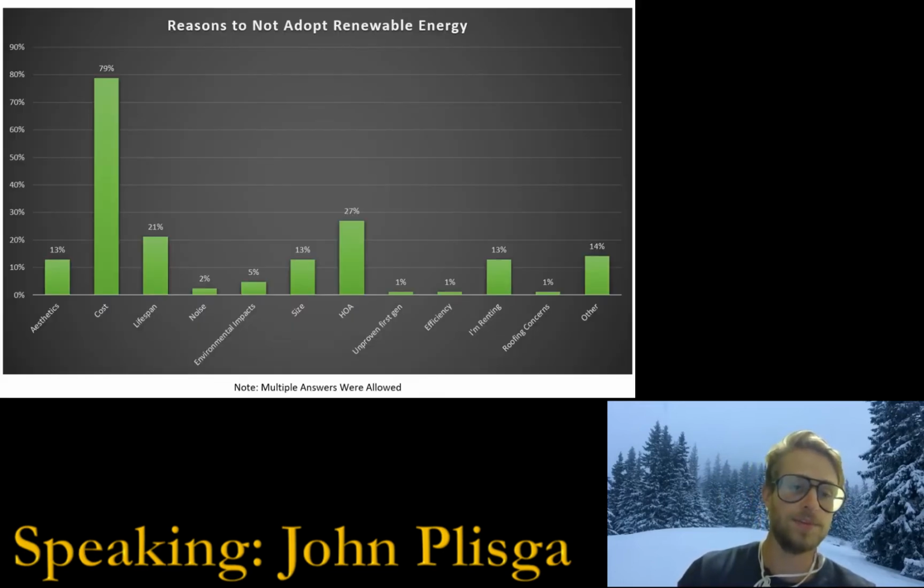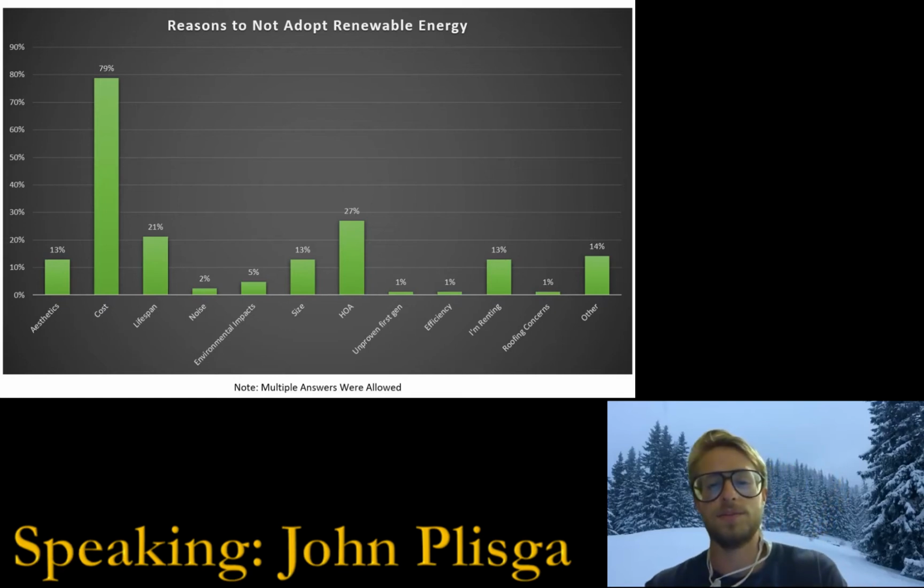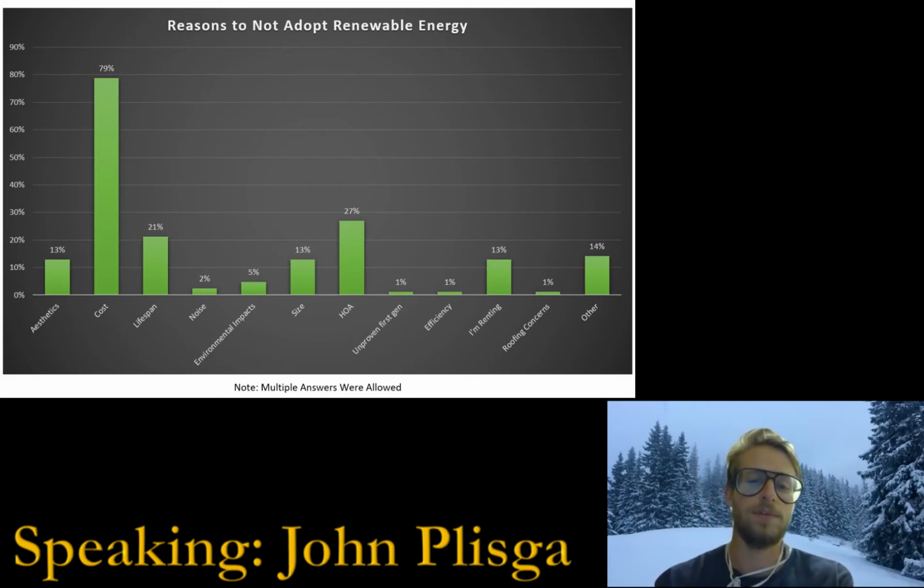79% of our survey participants who don't have distributed generation said that the cost was the main factor preventing them from investing in renewables. This isn't a surprise. The Union of Concerned Scientists has called the large upfront capital cost the most obvious and widely publicized barrier to renewable energy.